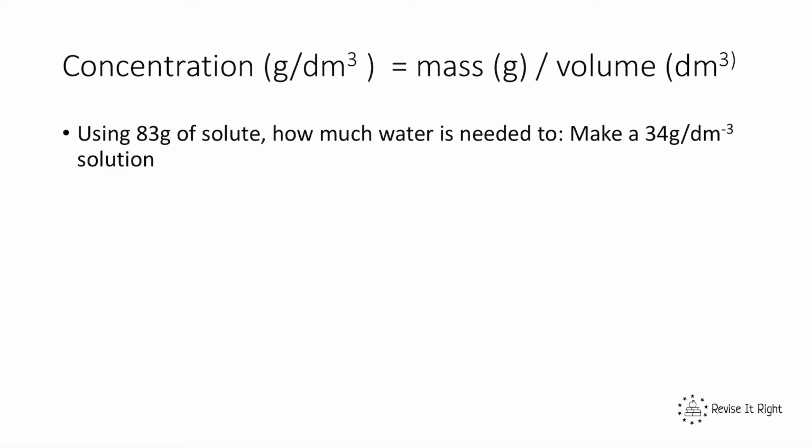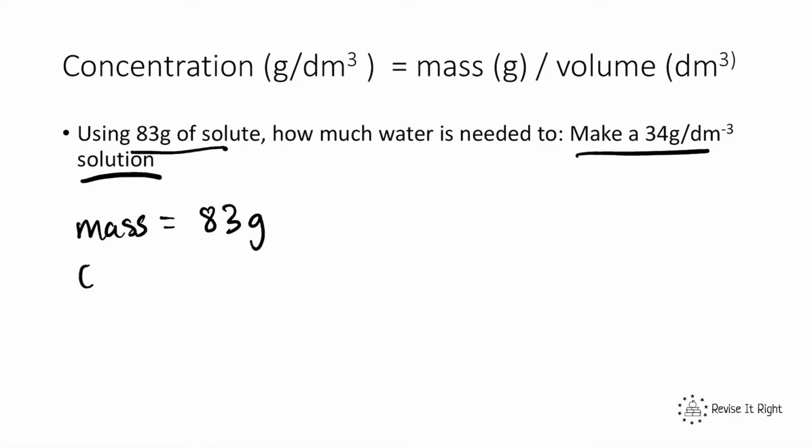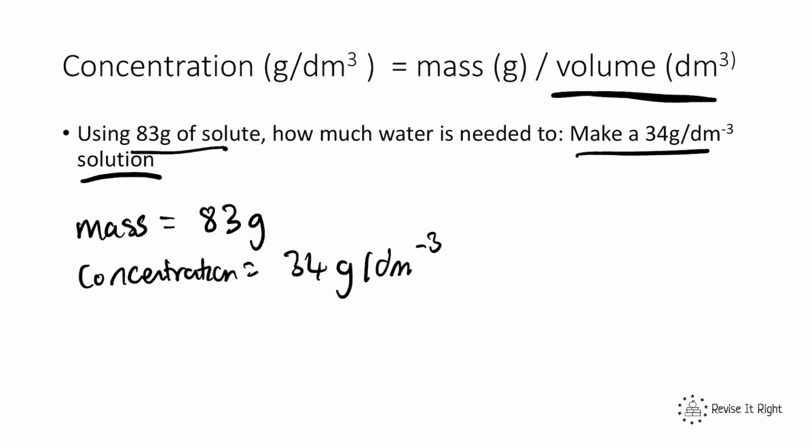So let's write first of all, as I always like to do, what we know. So the mass is 83 grams. And this time it's actually given us the concentration. So the concentration is equal to 34 grams per decimeters cubed. And therefore what it wants us to work out in this scenario is the volume.